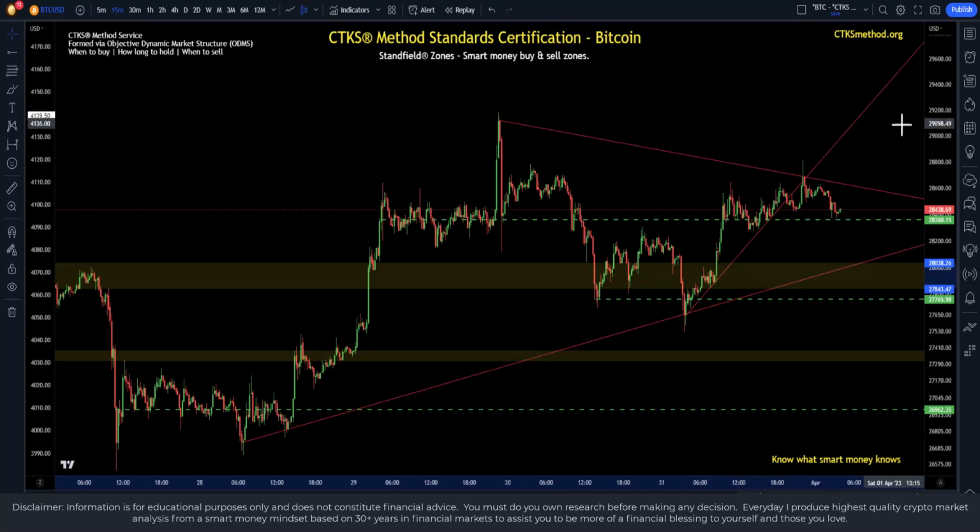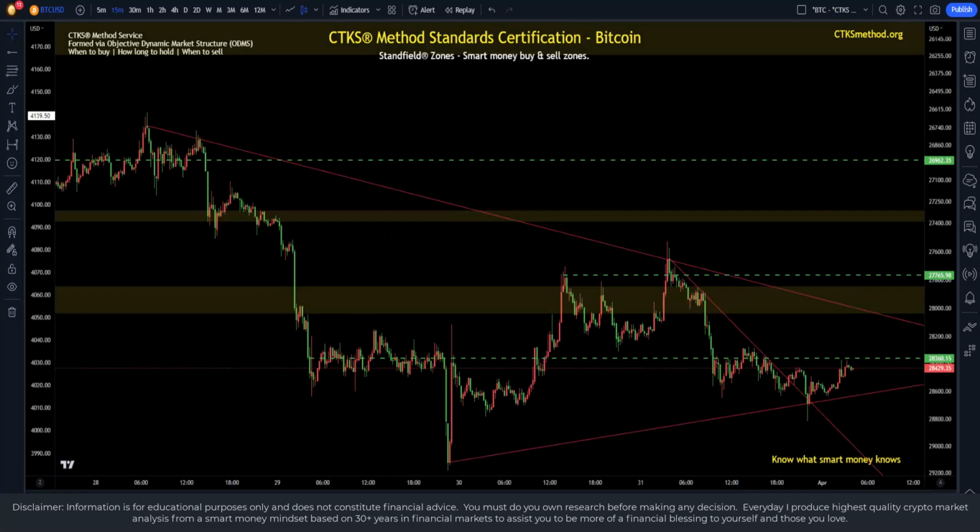What do we see? Is there any resistance above? Not for the moment. What about this big support level here drawn on the 5-day? Well, it doesn't mean anything. I'm going to flip the chart around again, and now we have the CTKS method on it. Do you notice how recent indicative price actually leads people astray? The market structure, the dynamic market structure, is at completely different levels.